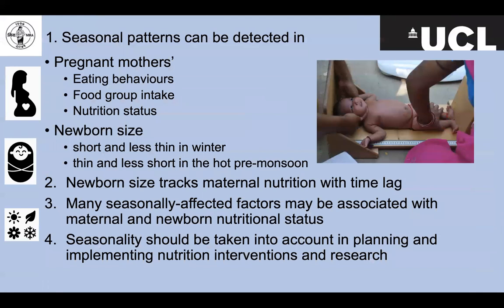So just to conclude, the main takeaways from my presentation: seasonal patterns can be detected in pregnant mothers' eating behaviors, their nutritional status, and this transmits into the newborn, who is born shorter and thinner in the winter, and less thin and less short in the pre-monsoon.